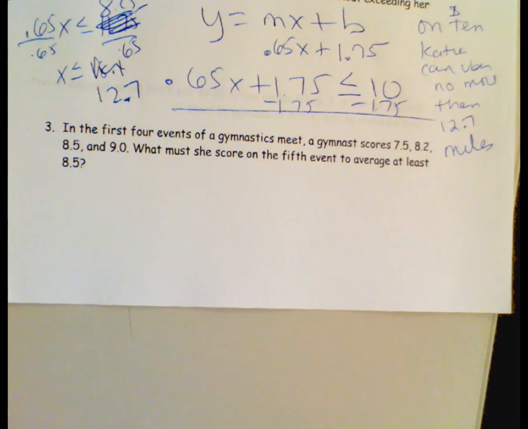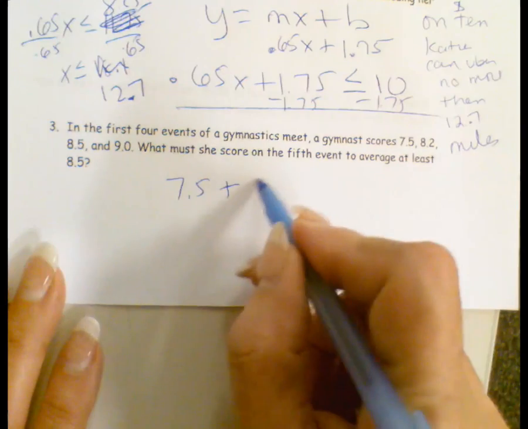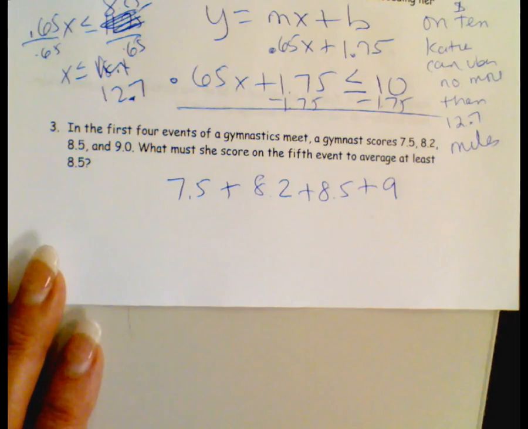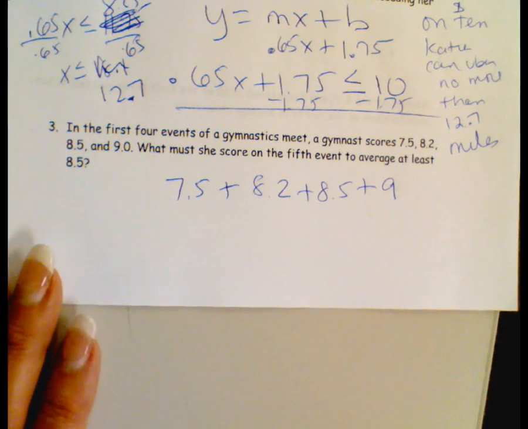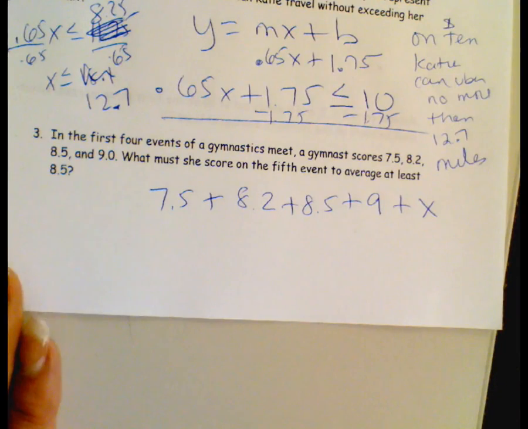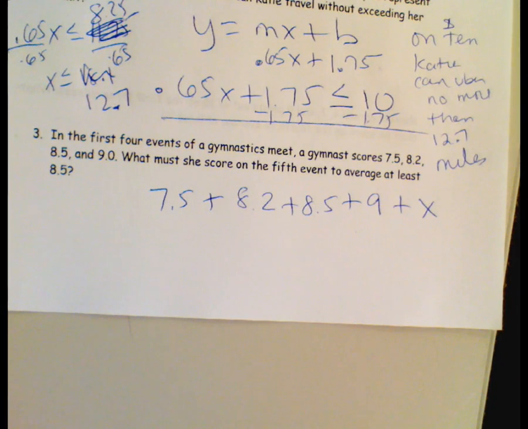Okay. So in the first 4 events of a gymnastics meet, a gymnast scores, start writing these down, 7.5, 8.2, 8.5, and 9. What must she score on the 5th event? So we're going to put plus x to average at least 8.5. All right. So what would she have to score on her 5th event to average at least 8.5?